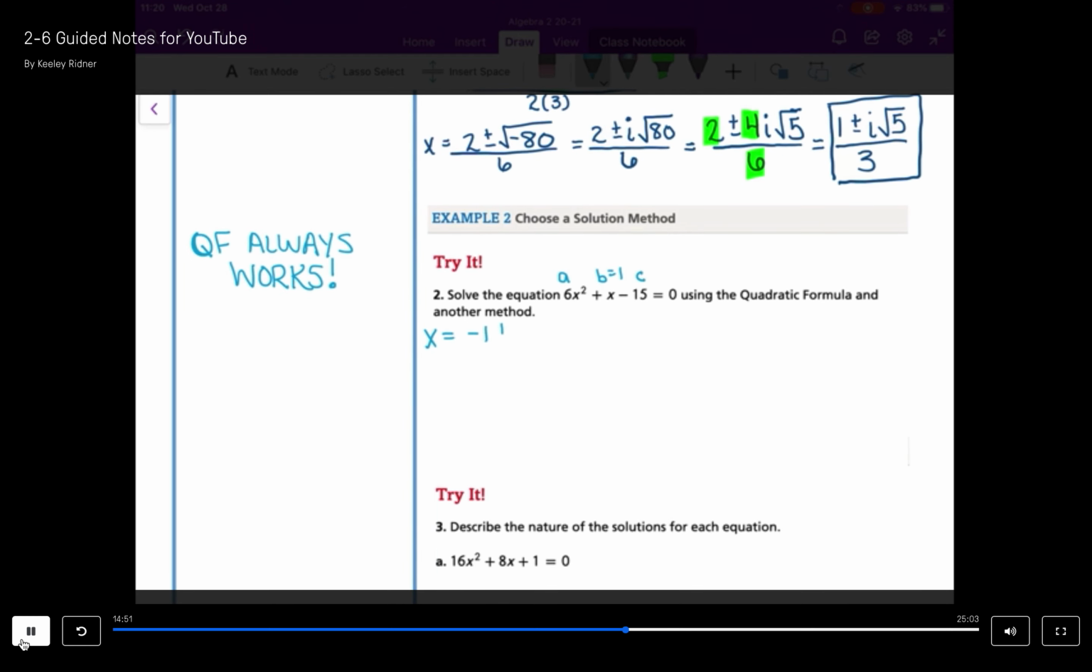So negative 1 plus or minus square root of 1 squared minus 4 times 6 times negative 15, all over 2a. Simplify the easy stuff first. 2 times 6 is 12.